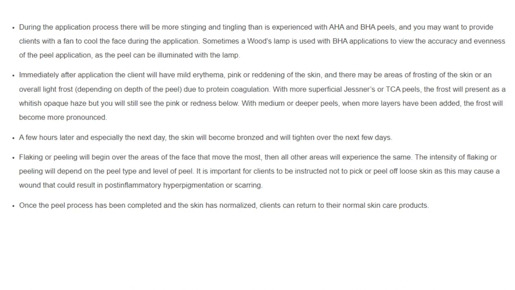It is important for clients to be instructed not to pick or peel off loose skin, as this may cause a wound that could result in post-inflammatory hyperpigmentation or scarring. Once the peel process has been completed and the skin has normalized, clients can return to their normal skincare products.